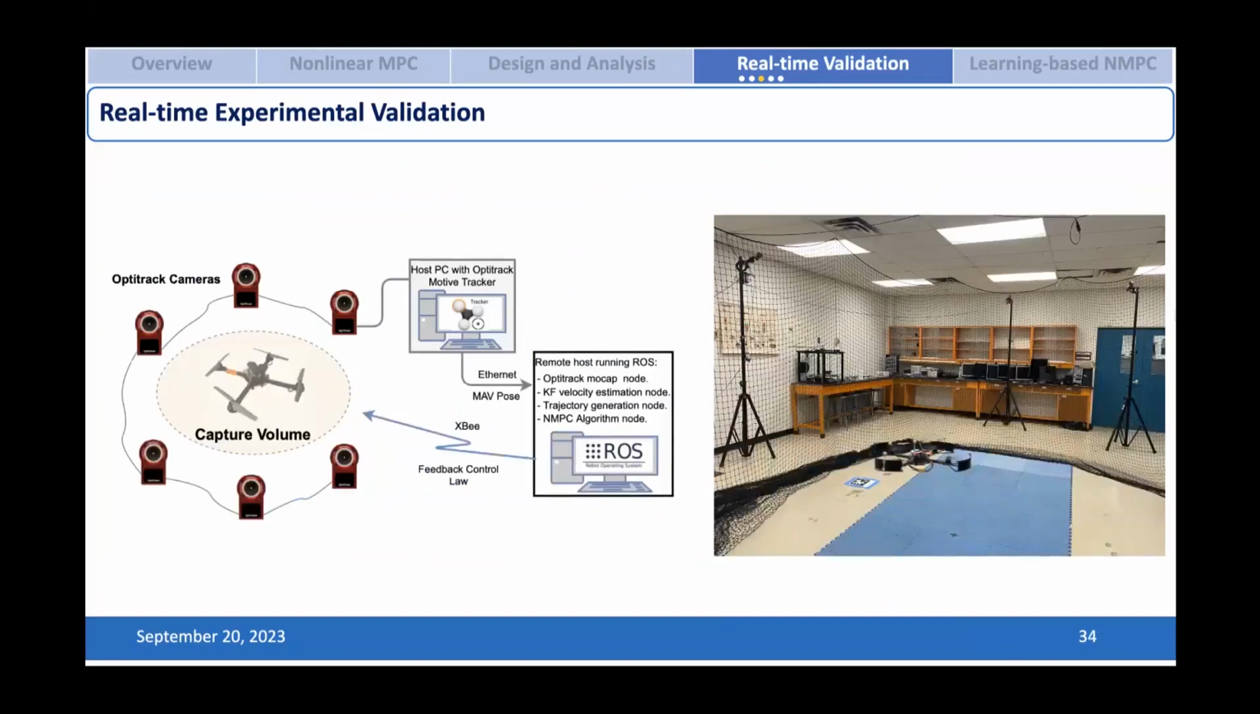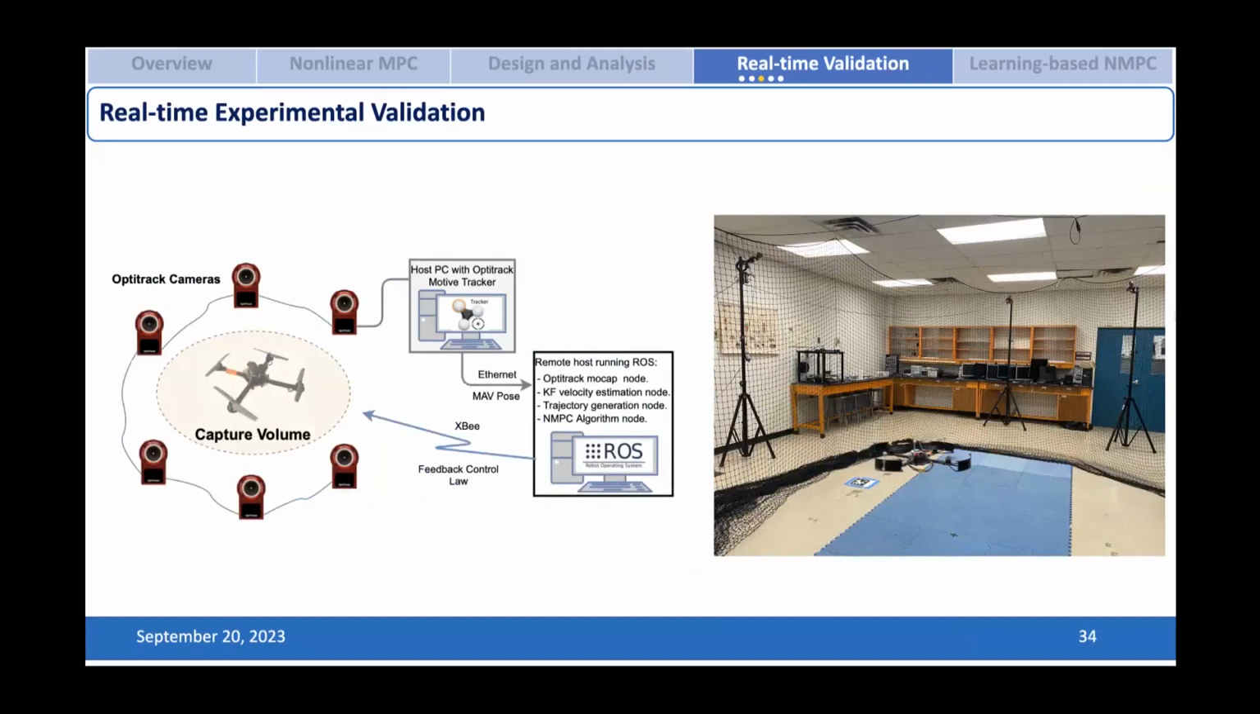So in our case, in our design we had the computer running ROS, and for this one we had the algorithm of the NMPC controller, and then we had the trajectory generation node. It's another node that generates the required trajectory. And also, we have another node to subscribe to the cameras.